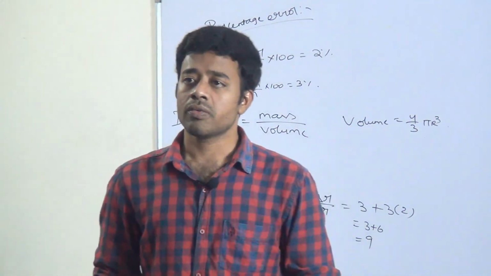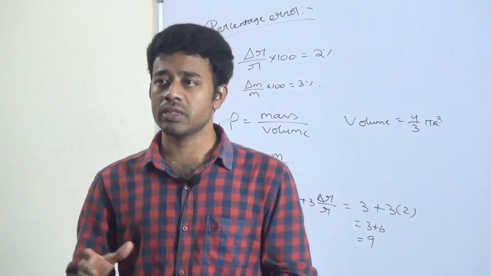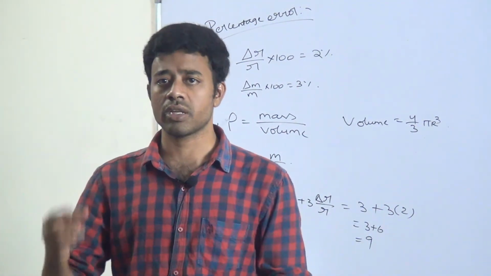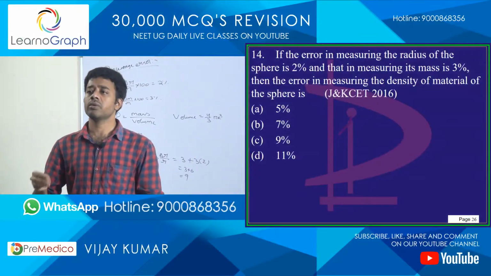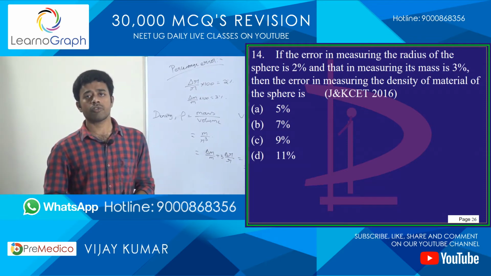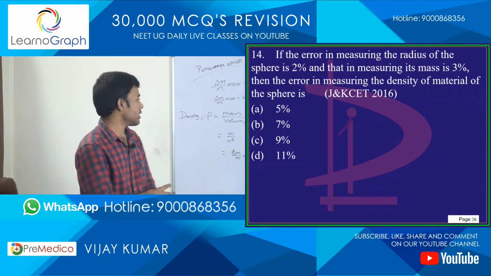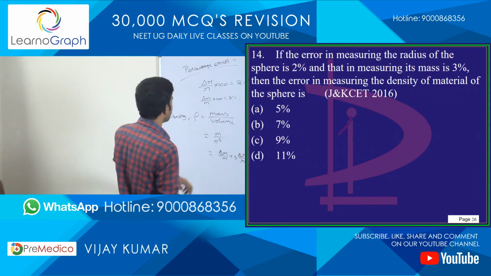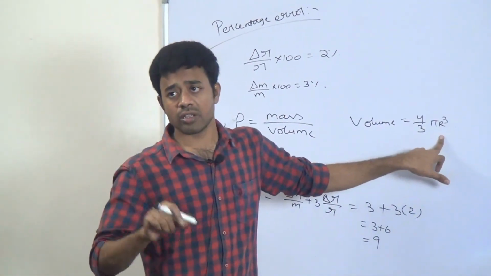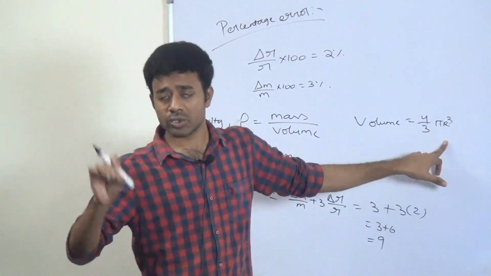So first we have found the error. He had given the error in the radius as 2% and the mass as 3%, and he is asking the value of the density rho. We have the density rho equal to mass by volume. Volume is 4 by 3 pi r cube, as he has given the radius. As 4 by 3 and pi are constant values, there won't be any error, so there is no need to consider those values.